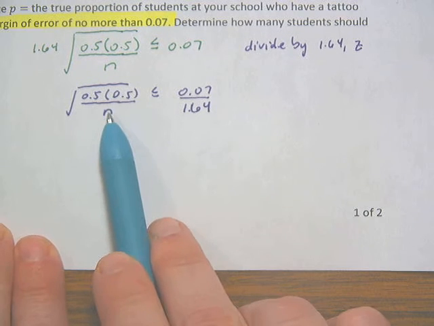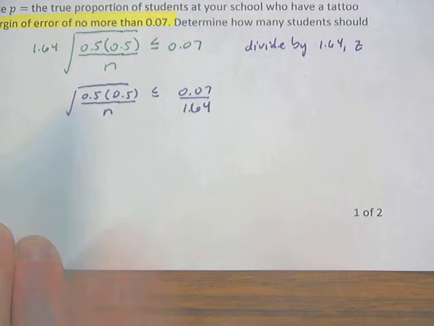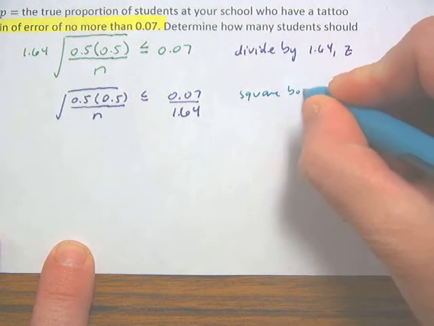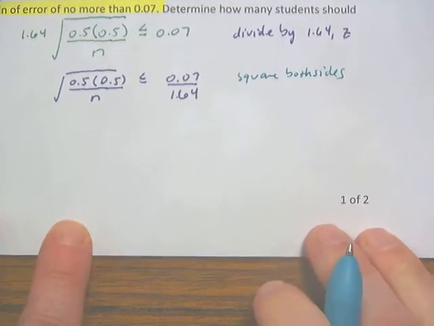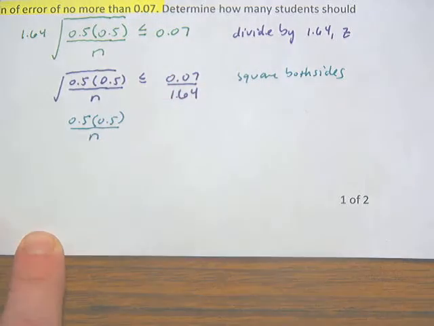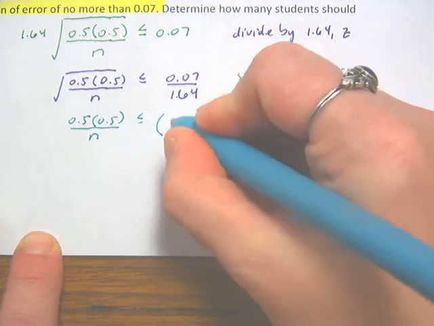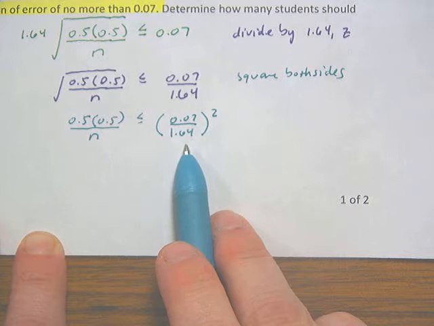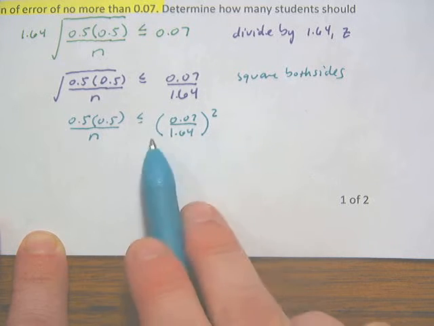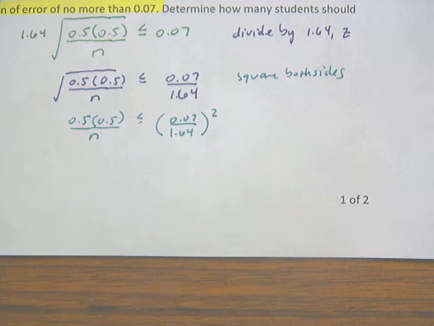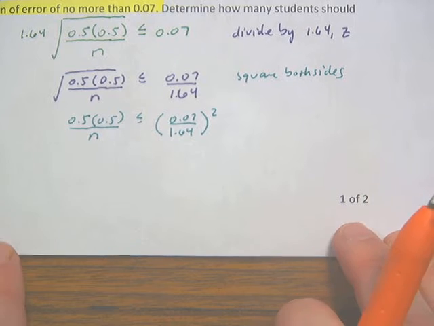Next. I'm still working on getting this little guy by itself. Now I need to get rid of the square root. What's the opposite of taking the square root? Squaring. So all we're going to do is square both sides. Again, the only way you need to show that work is just, hey, the square root is now gone from the left-hand side. But because what you do to one side, you do to the other, now I need to show that that whole entire fraction is being squared. The parentheses are there so that I know it's not just the 0.07 that's being squared, it's the entire fraction. Again, we still don't need to pick up a calculator. We're almost there.